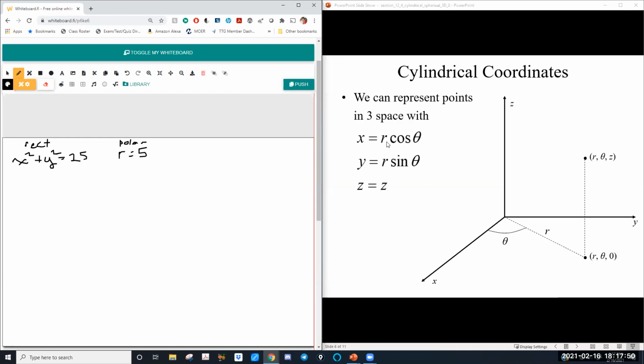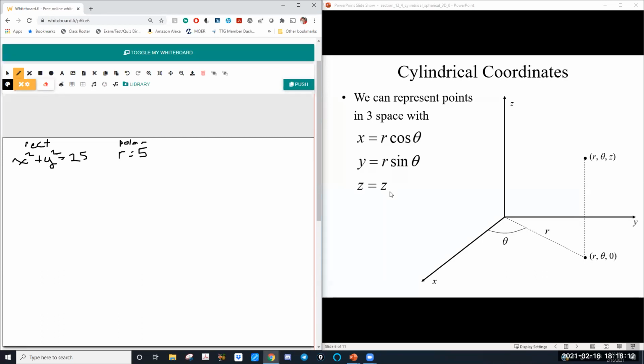All the transformations still remain the same. Whoops, sorry. X equals r cosine theta, y equals r sine theta. Z is actually the same in rectangular and cylindrical, and theta is still arctan of y over x. All right, so cylindrical is not bad.